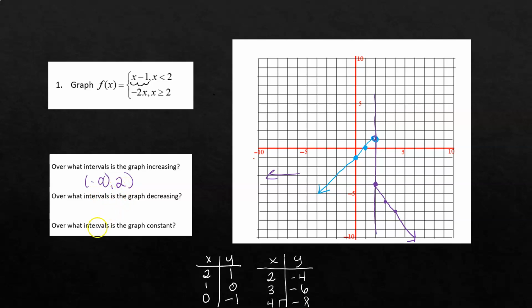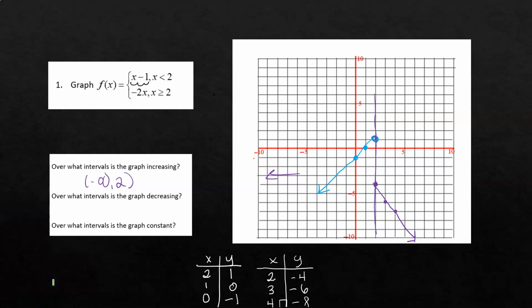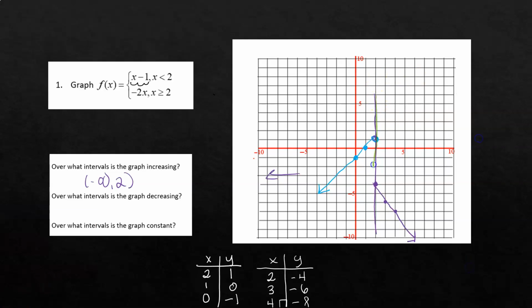So over which intervals is the graph decreasing? I'm going to use a highlighter this time. So the graph is decreasing starting here and all the way over because that goes on forever. So it is decreasing from this, which is 2, to infinity.